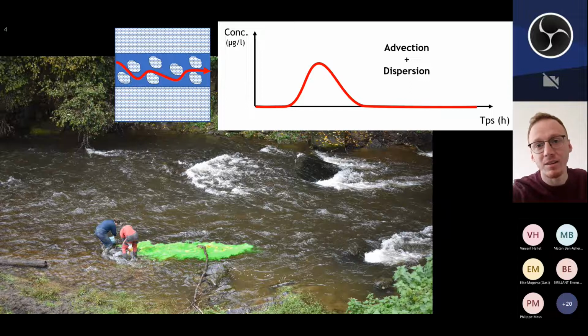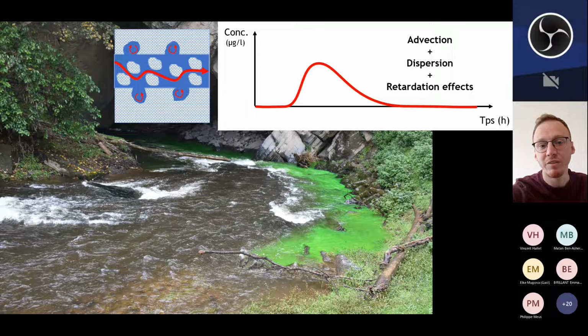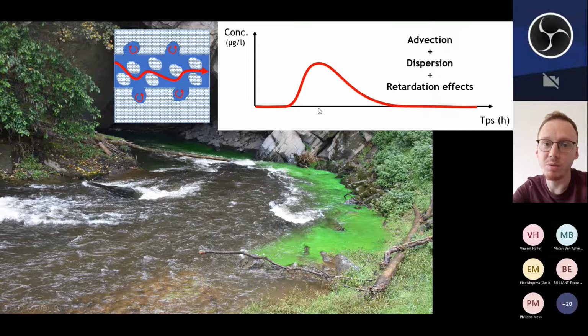And then if you have one last process, which is called retardation effect, you can then have a curve that becomes asymmetrical. So your curve is not symmetrical at the peak. This is because some tracer can get stuck on side pools and slow zones like this on the diagram. And this tracer is then released later in the main stream. This makes the curve asymmetrical like this. The tail of the curve is longer. So these are the three main processes affecting the solute transport in river.